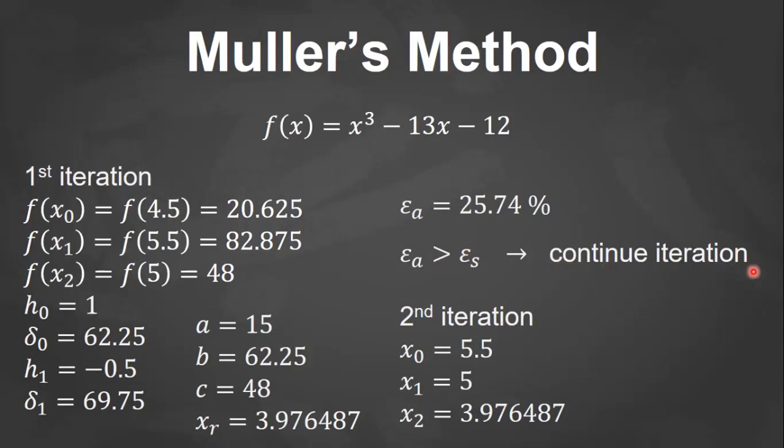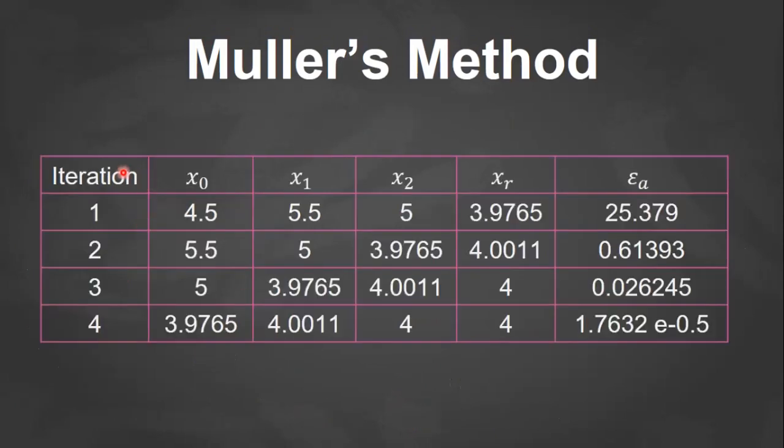So for the second iteration, mag-update nato sa atong values, that is, si x sub 0 karon will be equal to x sub 1 sa previous, si x sub 1 is equal to x sub 2 sa previous, and si x sub 2 will be ang current nga root estimate. Now, if you are to continue that, you will have this one. Okay. So after 4 iterations, ang condition na-satisfy na. That is, ang approximate error kay less than 0.01% na.